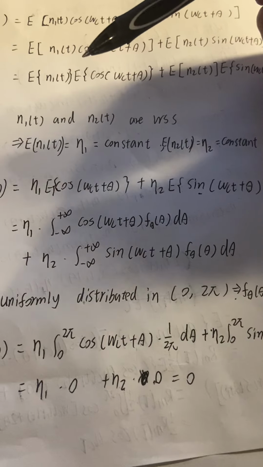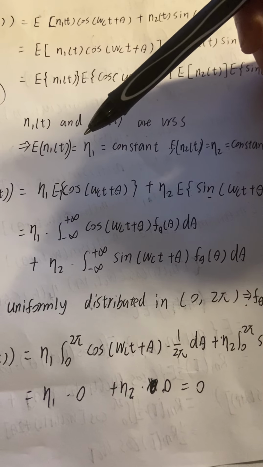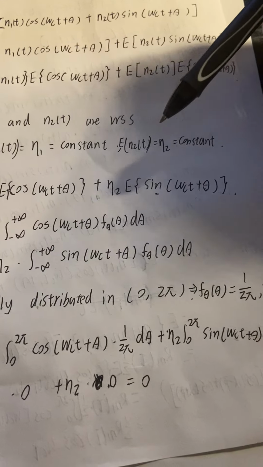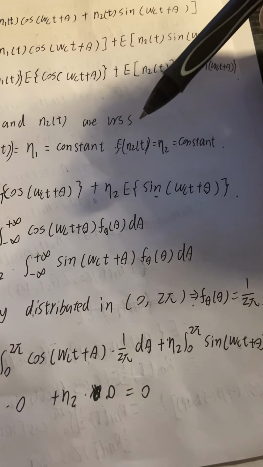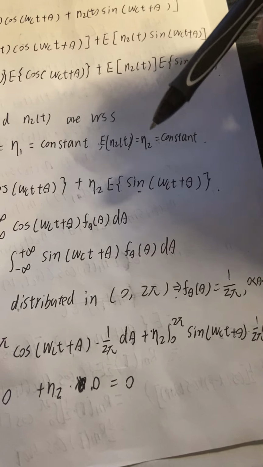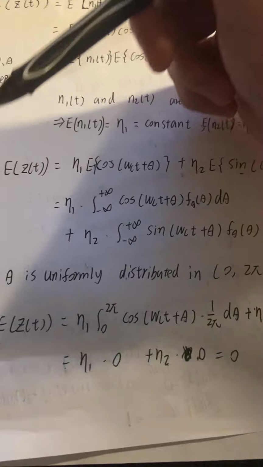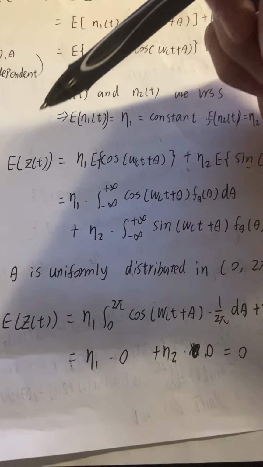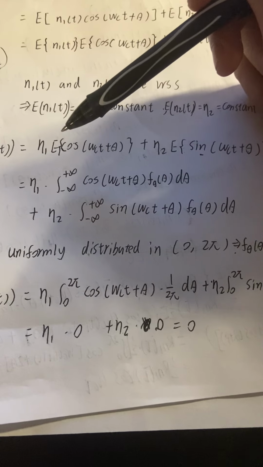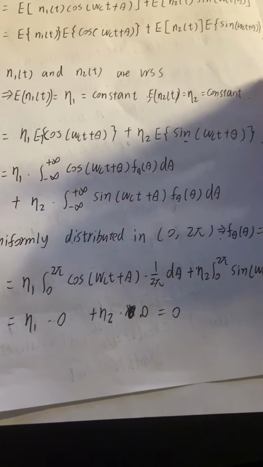So we can let the expected value of N1(t) equal eta1, a constant, and the expected value of N2(t) equal eta2, also a constant. So we can rewrite E[Z(t)] as eta1 times the expected value of cosine plus eta2 times the expected value of sine.